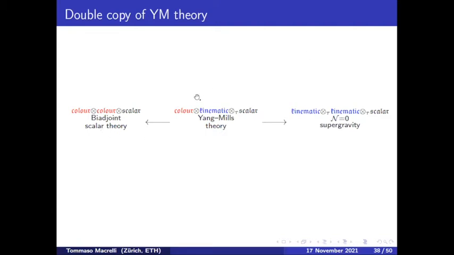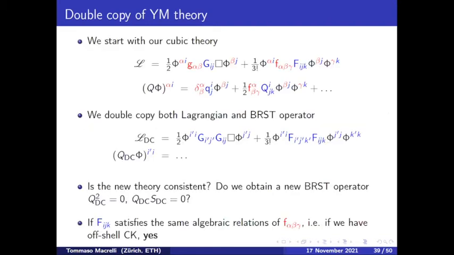But we are interested in the other direction. That is, we want to substitute color with a copy of kinematics. We will obtain a new theory. We have to prove that this theory is in some sense consistent, and we want to prove that this theory is indeed N=0 supergravity, at least perturbatively. So we start with our cubic theory that manifests the color-kinematic duality off shell for loop integrands. And we write also the BST operator associated to this theory.